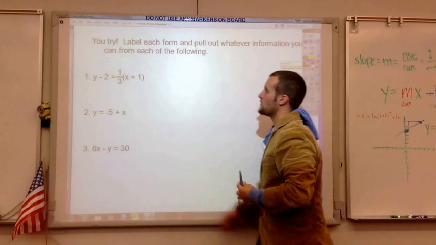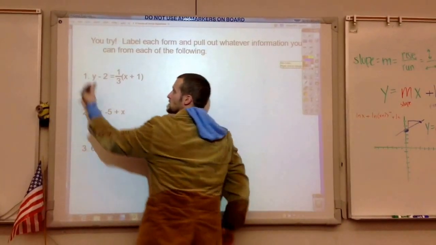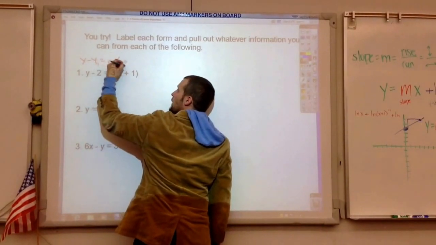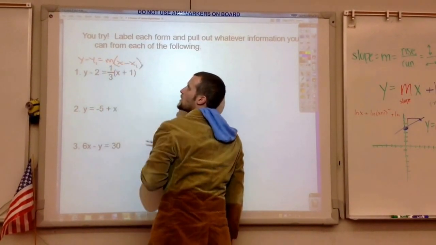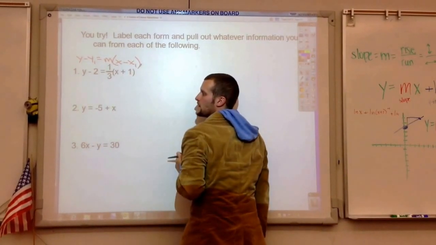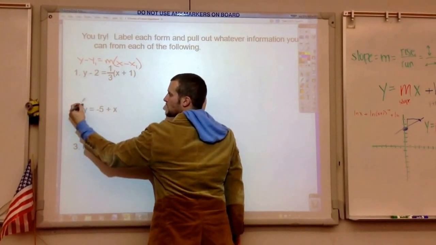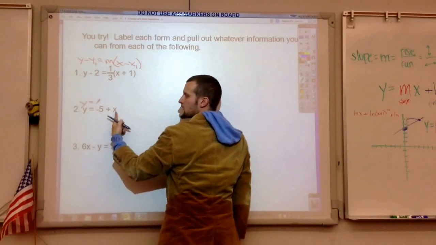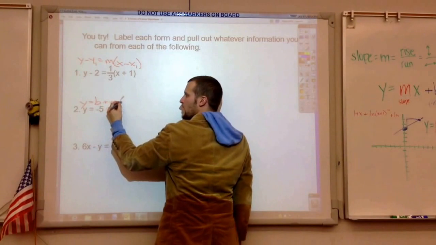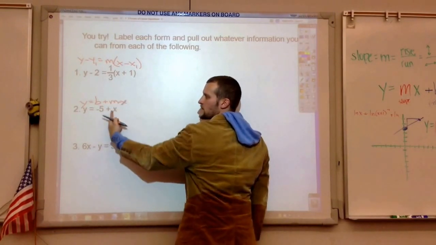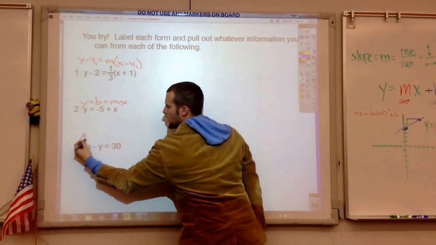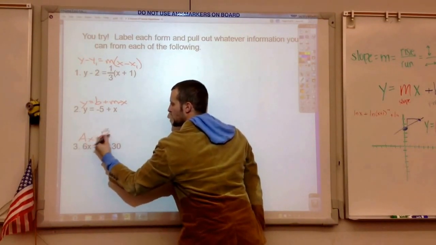My tip is going to be the forms. This looks a lot like y minus y1 equals m(x minus x1). Don't forget, these things switch signs when you pull them out. This thing looks a lot like y equals, x is back here, so this is actually b plus mx. Don't get caught up with invisible things. And this one down here looks a lot like ax plus by equals c.